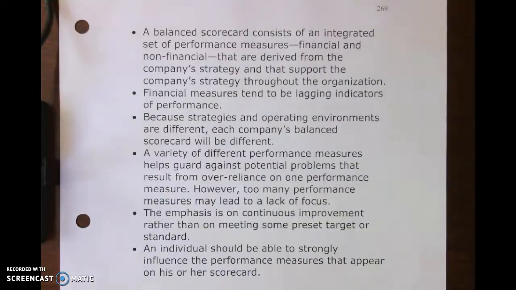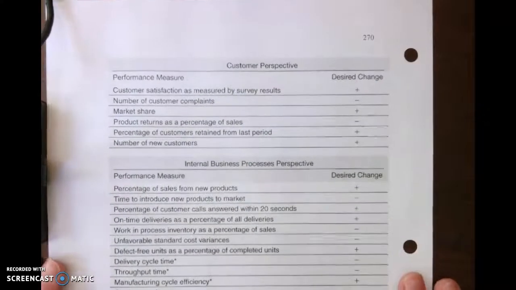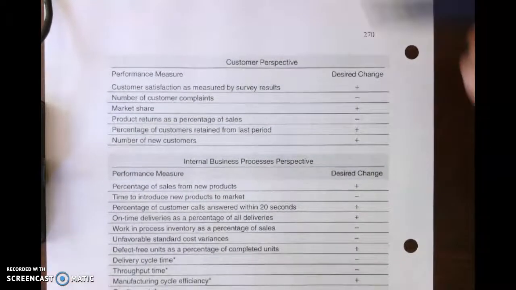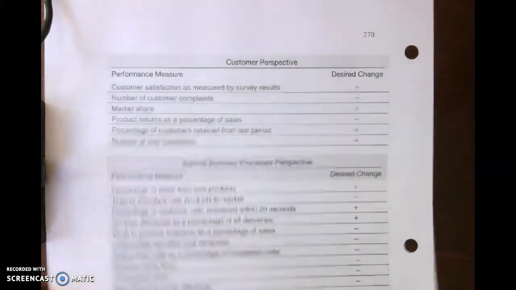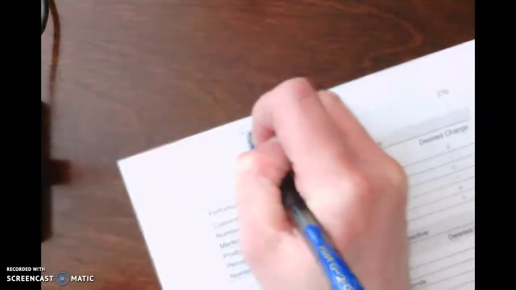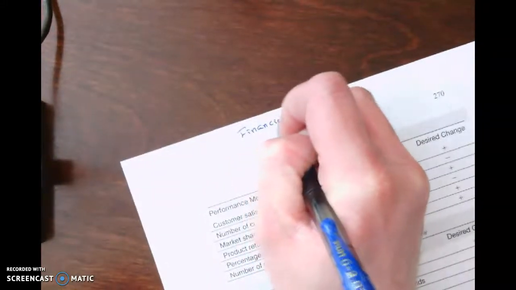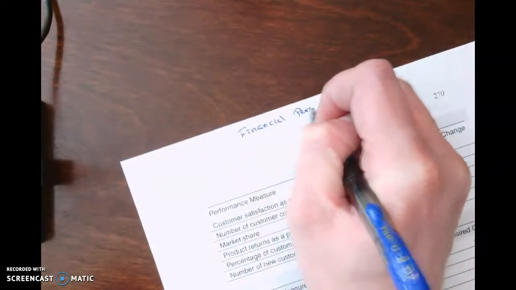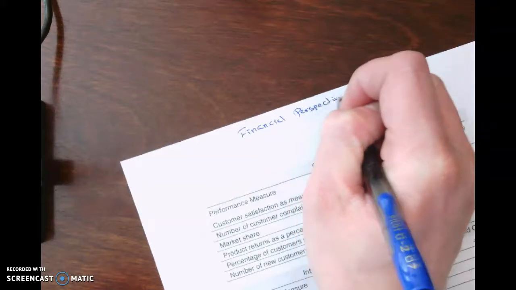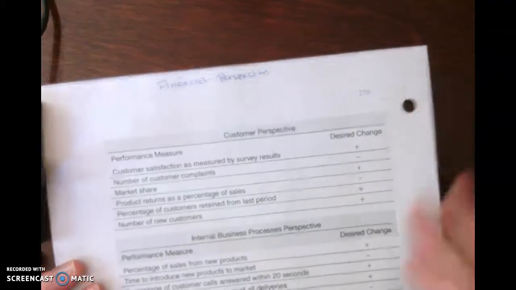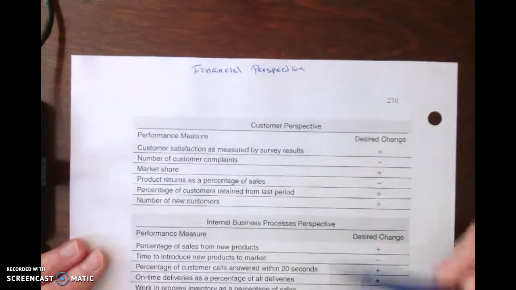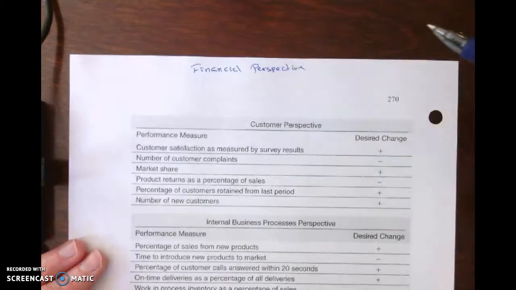Okay, so I'm going to flip the page over. I'm going to take a look at this balanced scorecard right over here. So the balanced scorecard has 4 perspectives. The top one is the financial perspective. And this page that I have in your course pack on page 270 shows the other 3 perspectives, but the first one is the financial perspective.